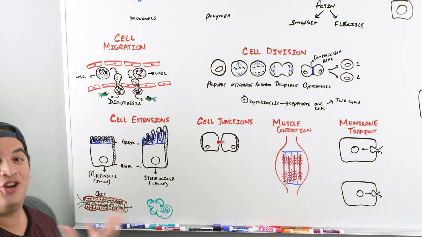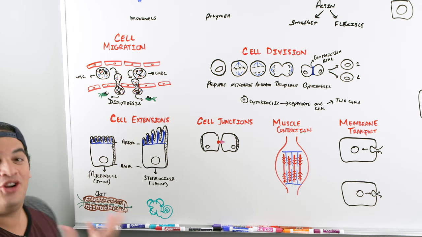Again, smallest, most flexible, made up of G-actin forming F-actin. That makes a polymer. Two polymers make a double helix of your microfilament. It's involved in cell migration, diapedesis. It's involved in cell division, cytokinesis. It's involved in cellular extensions, making microvilli and stereocilia. It's involved in cell junctions, particularly tight junctions and adherens junctions. It's involved in muscle contraction. It's associated with the motor protein myosin.